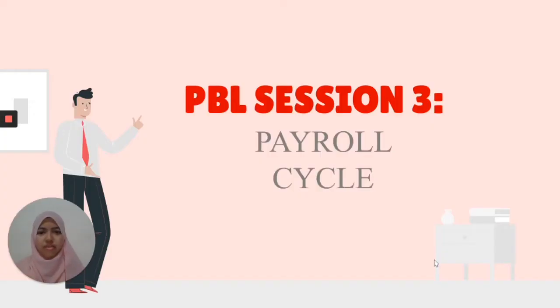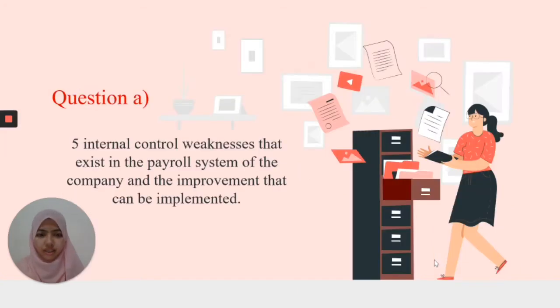and I would like to continue with question 3, which is payroll cycle. So we will continue with the PBL session 3, which the question asks about the payroll cycle. So question A asks 5 internal control weaknesses that exist in the payroll system of the company and the improvement that can be implemented. So we will compare the weakness and the improvement.